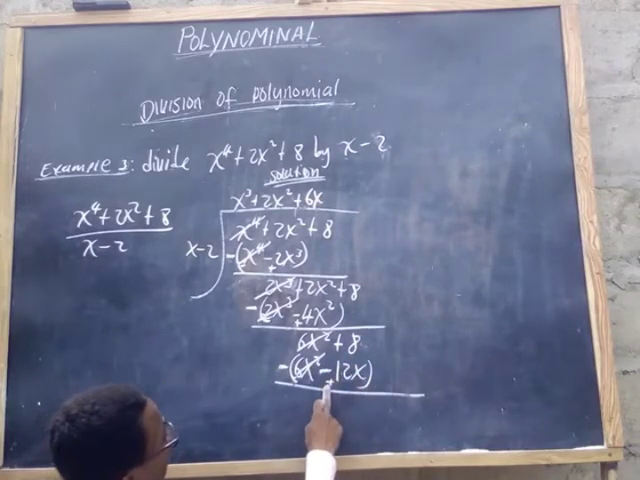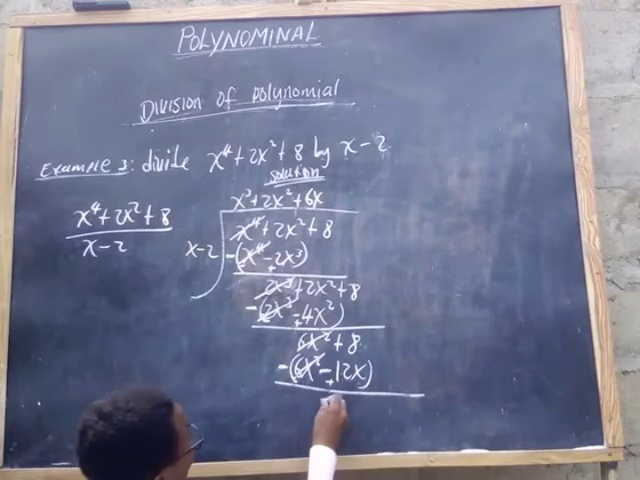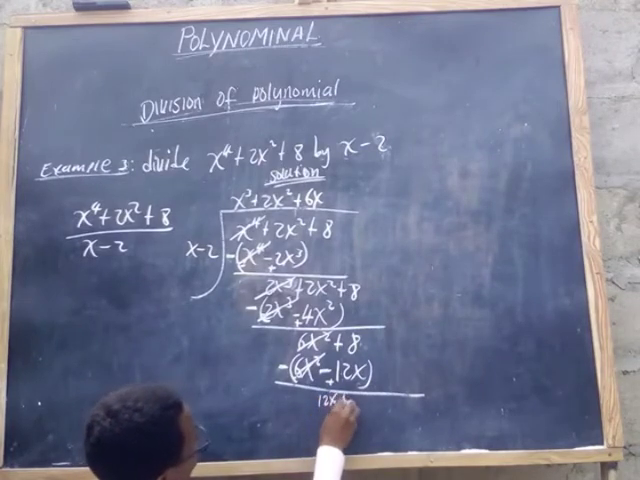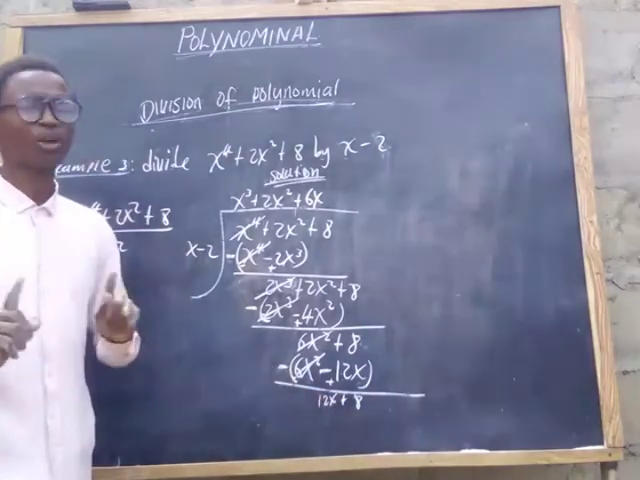Right? Plus 12x. They are not like terms, so you are not supposed to add them. So you write it like that: 12x plus 8. Do you see? They are not like terms. Anytime they are not like terms, they are not supposed to add.